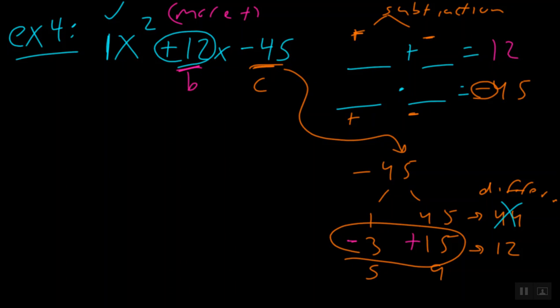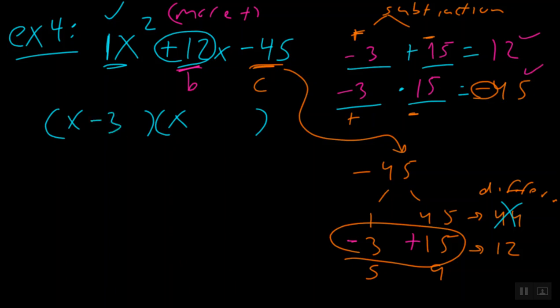Now let's double check this. Let's just make sure. If I say negative 3 plus 15, is that positive 12? Check. And what about negative 3 times positive 15? Is that 45? I'm sorry, negative 45. Yeah, check. Alright, and so it turns out we have completely solved this problem. We know it will be x times x gives us that x squared. And of course, we're now going to write minus 3 plus 15.